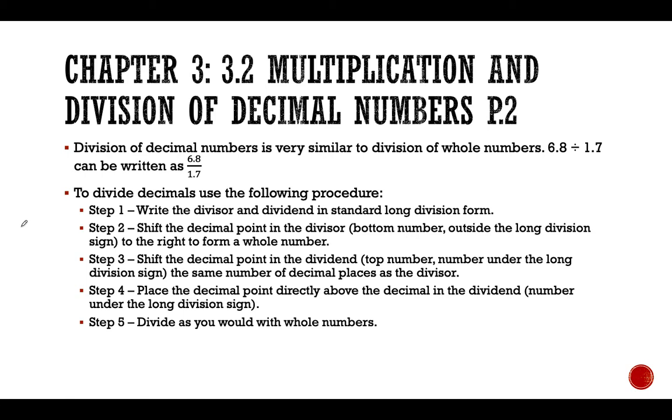Division is very similar to division of whole numbers. 6.8 divided by 1.7 can also be written as 6.8 over 1.7. To divide decimals, use the following process. Step 1, write the divisor and the dividend in standard long division form. Step 2, shift the decimal point in the divisor, the bottom number outside the long division sign, to the right to form a whole number. Step 3, shift the decimal point in the dividend, the number under the long division sign, the same number of decimal places that you shifted the divisor decimal. Now place the decimal point directly above the decimal in the dividend along the division sign, and then divide as you would with whole numbers.